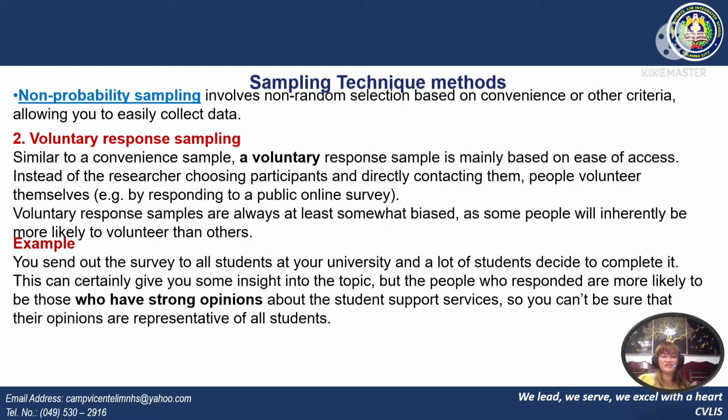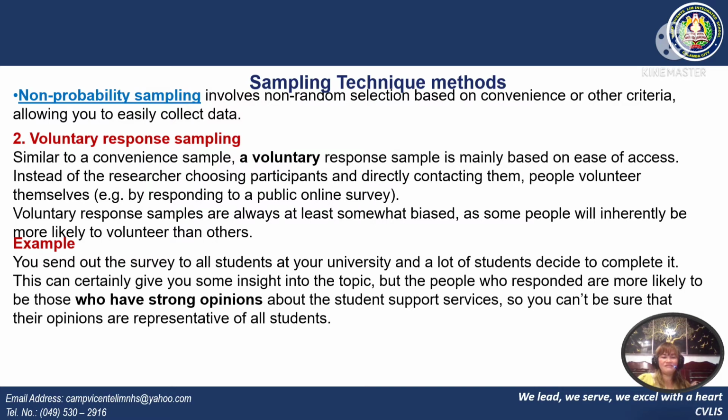Second, voluntary response sampling. This is similar to a convenience sample. A voluntary response sample is mainly based on ease of access. Instead of the researcher choosing participants and directly contacting them, people volunteer themselves, for example by responding to a public online survey. Voluntary response samples are always at least somewhat biased, as some people will inherently be more likely to volunteer than others. For example, you send out the survey to all students at your university or school, and a lot of students decide to complete it.